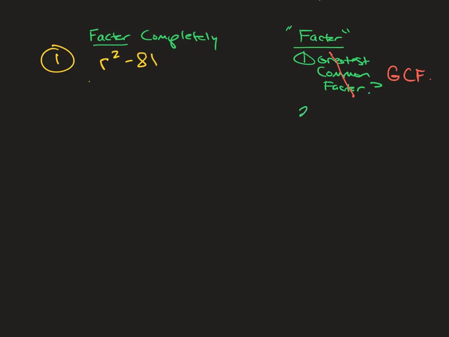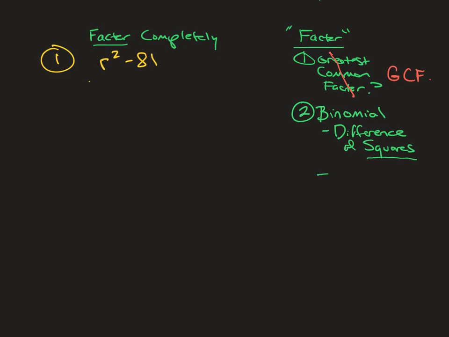Second, you'll want to notice what kind of polynomial it is. This is a binomial, which means it has two terms. Binomials, there's three ways that you can factor them. The first is difference, which is subtraction, of squares. Difference of squares, and I'll talk about squares in just a second.